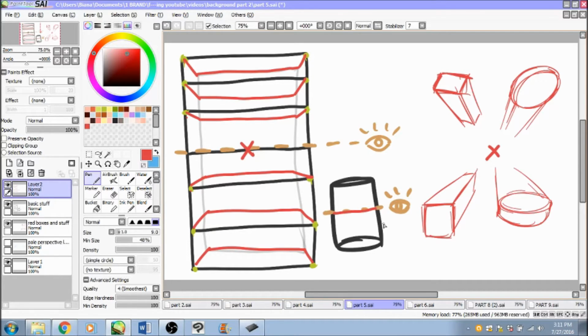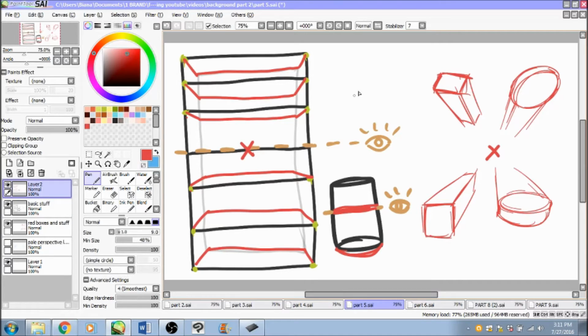Cylinders are similar, but not quite the same. Right here, we've got literally just a flat cylinder. We can't even see it. It's just straight. And like before, we can see the bottoms of these because they're away from our eye level. But with cylinders, the difference is your bottom will always be rounder than your top. The top will always be skinnier.